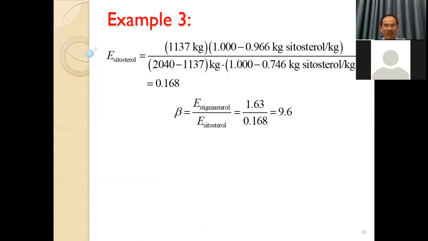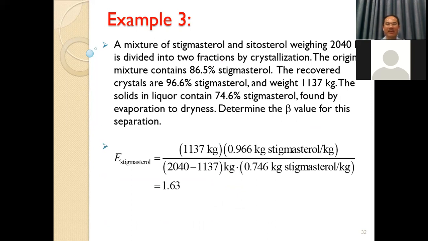Okay, for this example, I calculate the separation factor. We have a mixture of sitosterol and stigmasterol weighing 2040 kilograms, and then we divide it into fractions. The original mixture contains 86.5% sitosterol. And then you can recover the crystal of this by 96.6%. So the weight is 1,137. Okay, the solid in liquid contains 74.6% sitosterol.